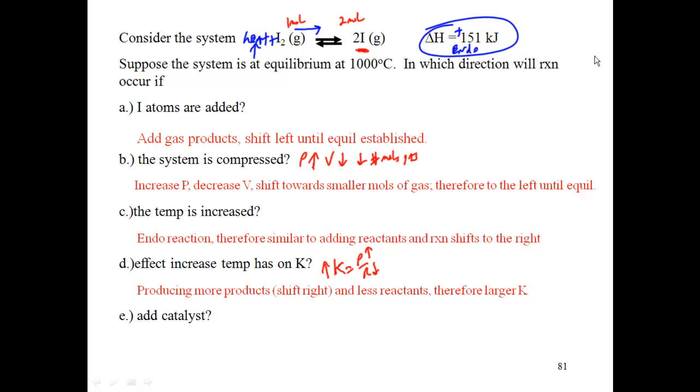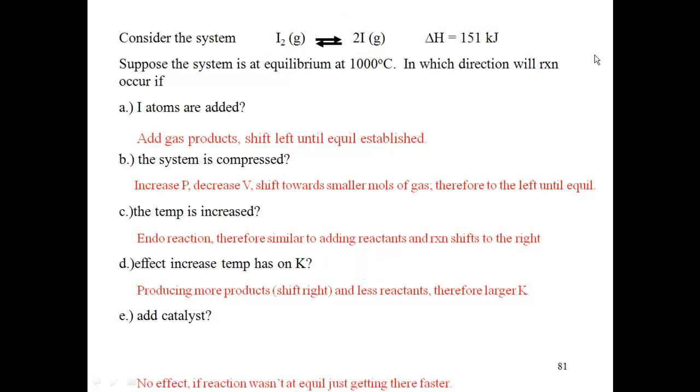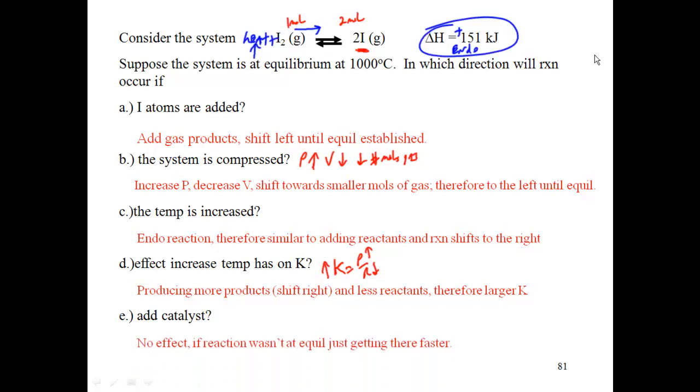Add in the catalyst. I'm at equilibrium, so it's just going to make the forward rate and the reverse rate go faster, but they're still going to be equal. It's not going to make it go one way or the other, so adding the catalyst has no effect. Now, if the reaction was going in one direction, say to the left, it would just go to the left faster and reach equilibrium faster. But that's not the case in this problem.